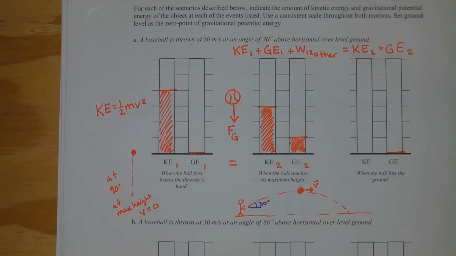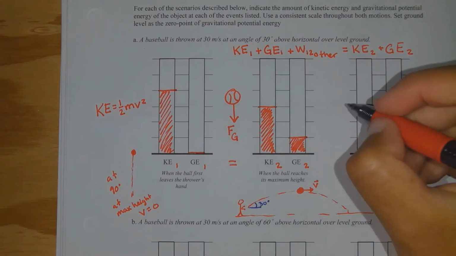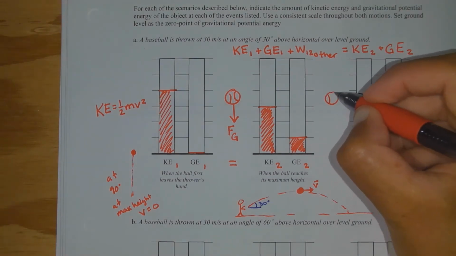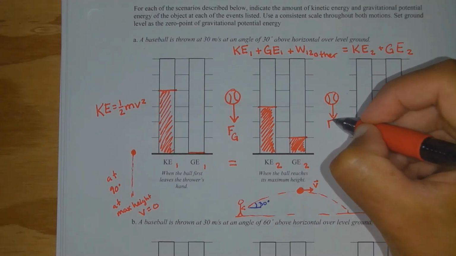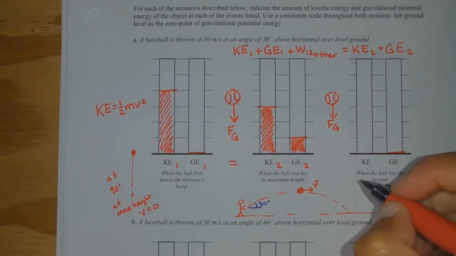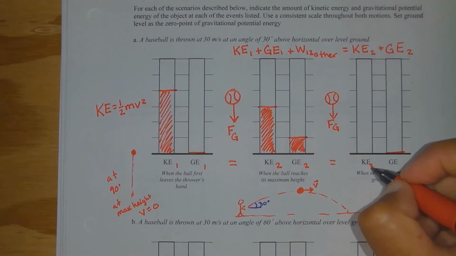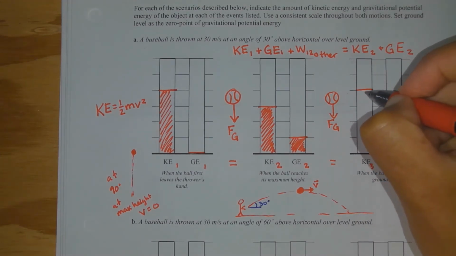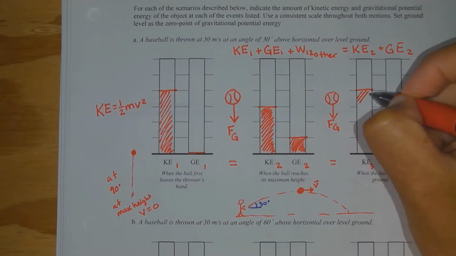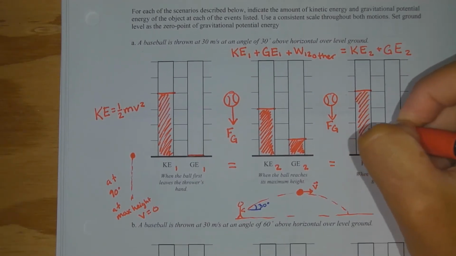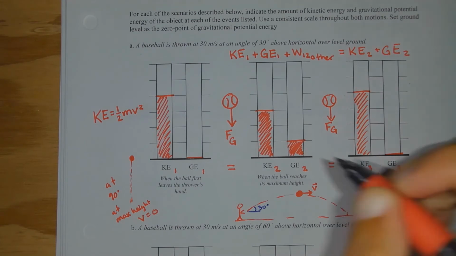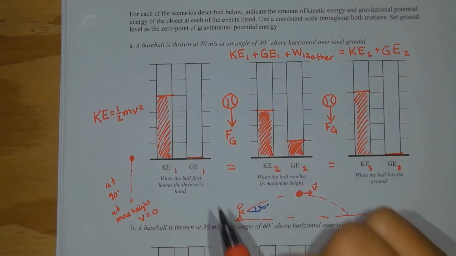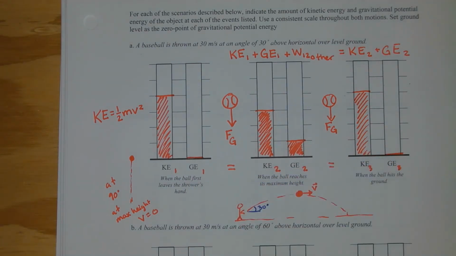Okay? And then when the ball hits the ground, still between event 2 and event 3, the only force that we have is the force of gravity. So I should still have 4 blocks when the ball hits the ground. So all of that is kinetic energy, and that's assuming that I didn't have any gravitational potential energy to begin with.